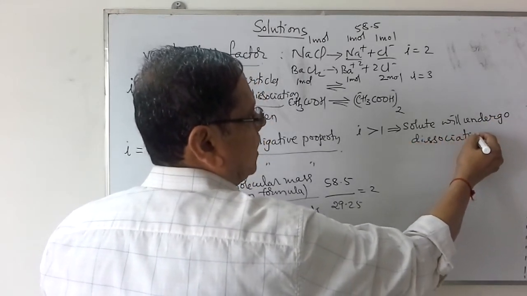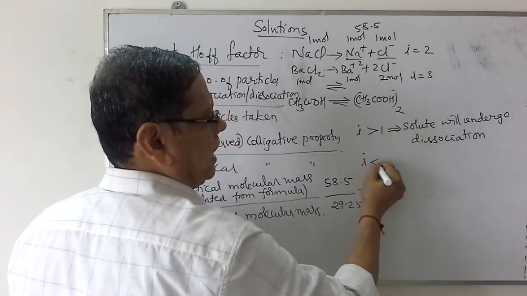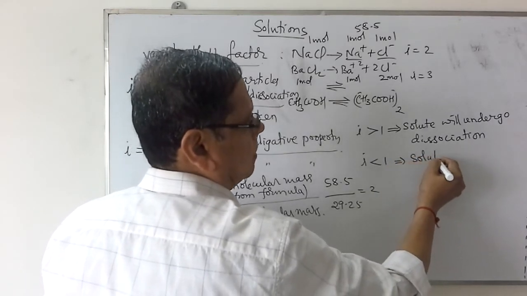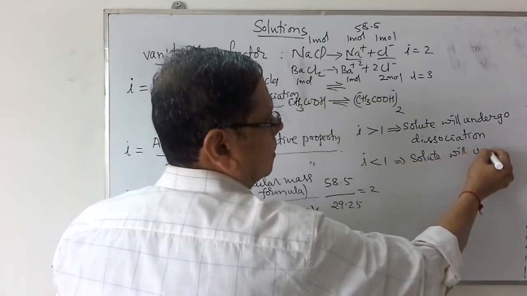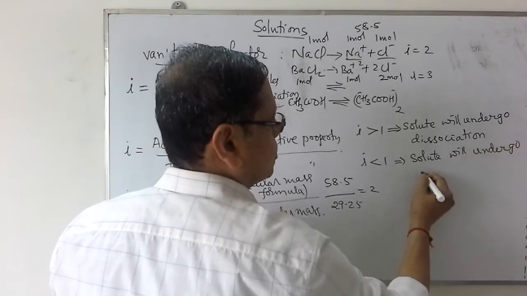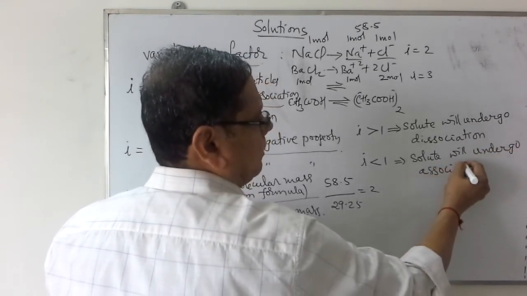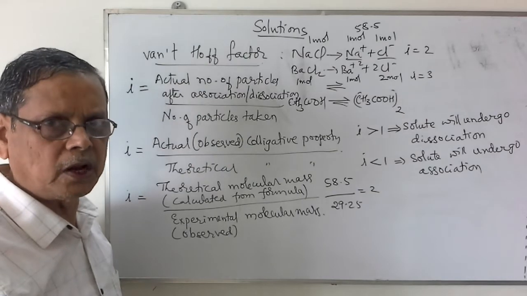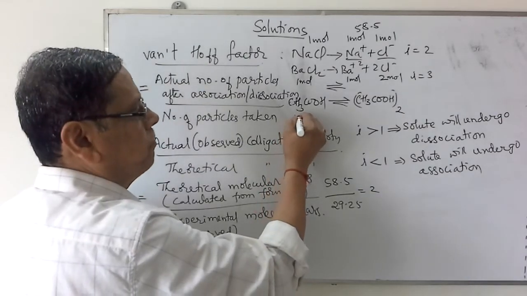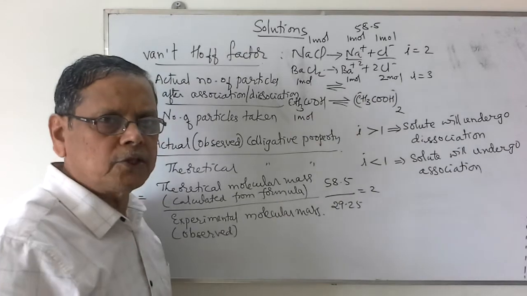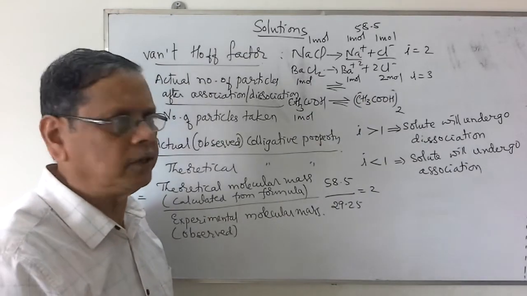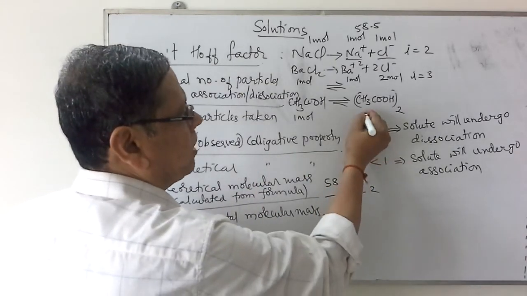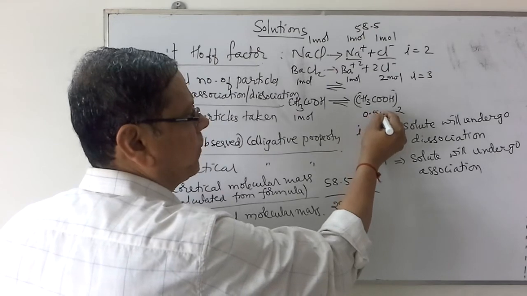In the same way we can say, if i is less than 1, the solute will undergo association. Now let me take one example for this association, that is acetic acid when it is dissolved in benzene as a solvent. Assume that we start with 1 mole of this acetic acid. Assume that all molecules undergo association to form dimers, 100% degree of association. Then the actual number of particles produced will be only 0.5 mole.